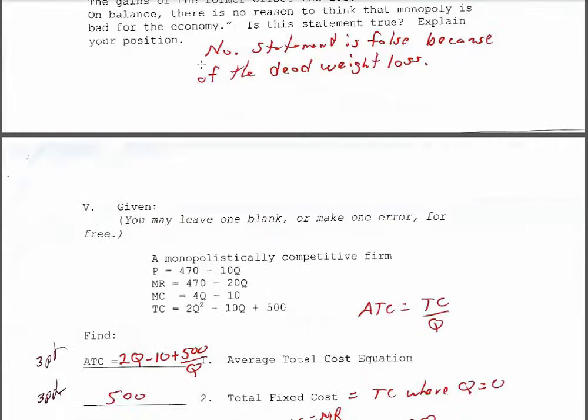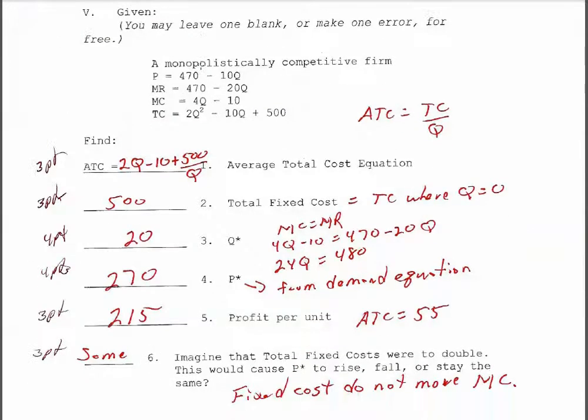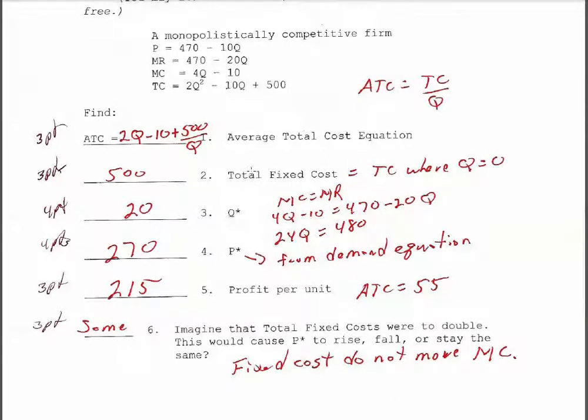Alright, Roman numeral 5. This was an algebra problem. So average total cost is simply total cost divided by output. So you can take this total cost equation here, and average total cost then would be 2Q minus 10 plus 500 divided by Q would be the equation for average total cost. Total fixed cost is simply the total cost that occurs when output is 0. So if Q is 0, that term disappears, and you're just left with $500. So total fixed cost is 500.